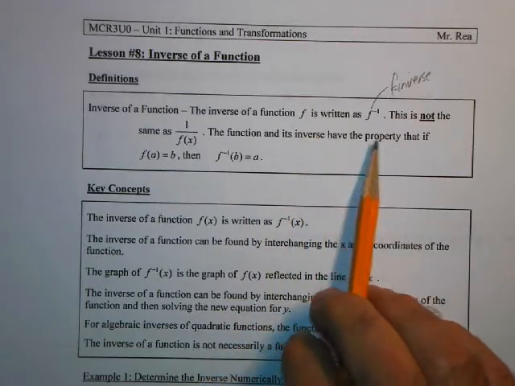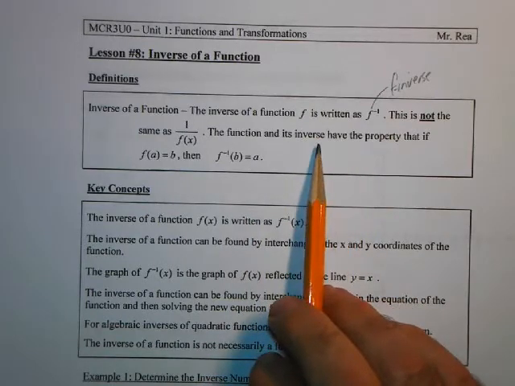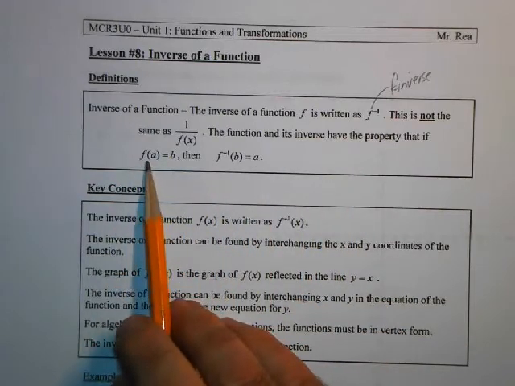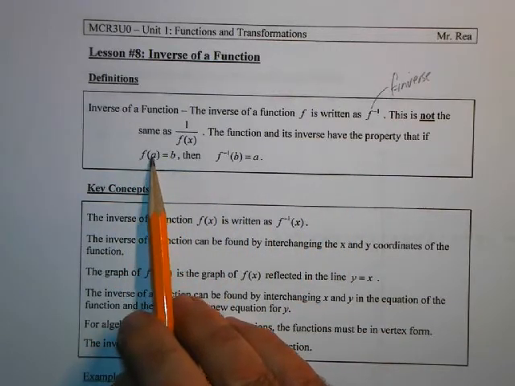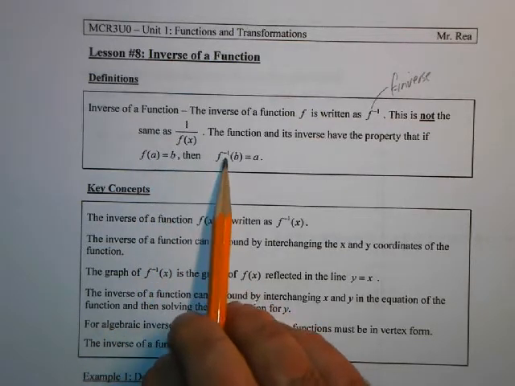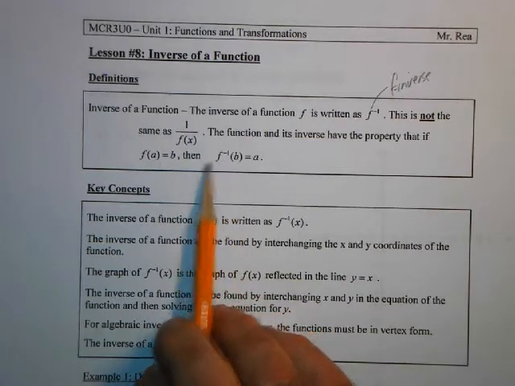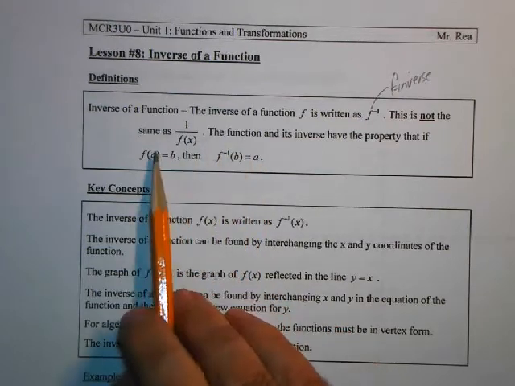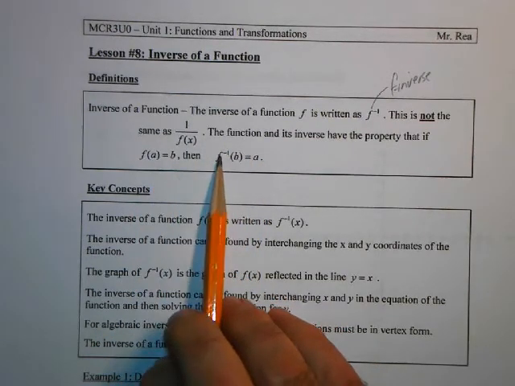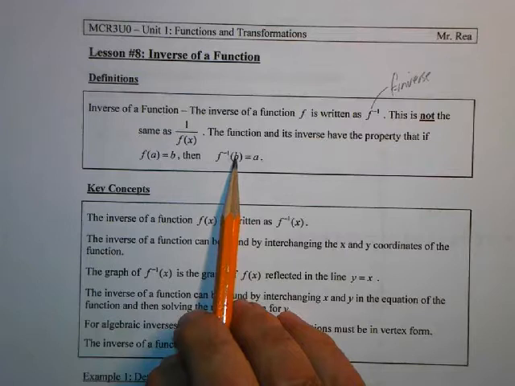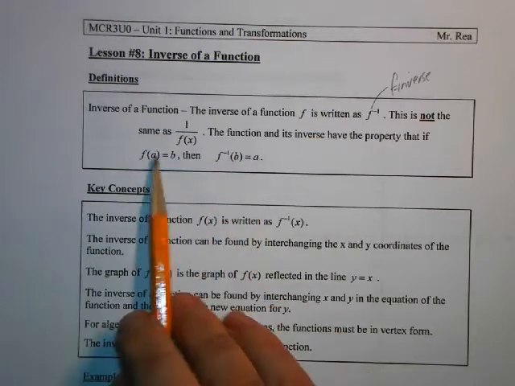The function and its inverse have the property that if you use the original function f and you put the input of a in and got the result b, well then if you took the inverse of f and put in the output b, you would get back the original a value.